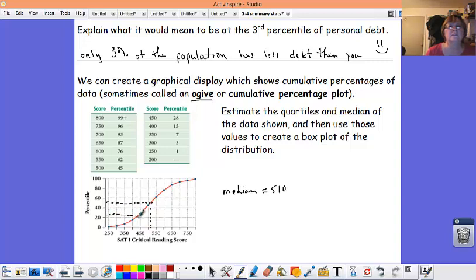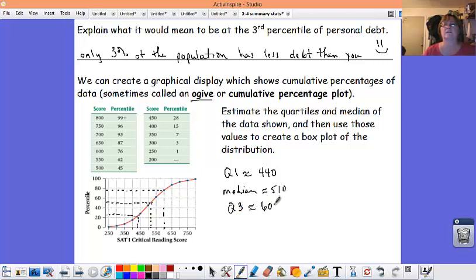The 25th percentile, or the first quartile, right about in there, maybe 440. And the third quartile, that's 75th percentile, right about there. Boy, that looks like it's almost right on 600.